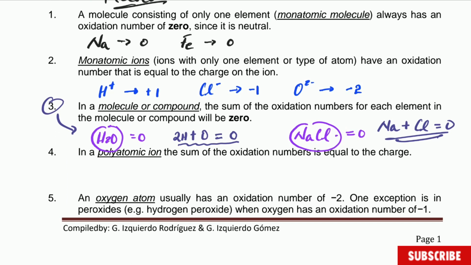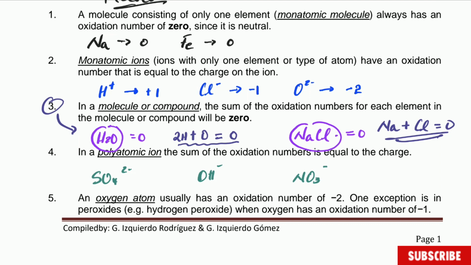Now, rule number 4. In a polyatomic ion, the sum of the oxidation numbers is equal to the charge. Now, polyatomic ion, what are we talking about here? We're talking about sulfate, SO4 2 minus. We're talking about hydroxide, OH minus. We're talking about nitrate, NO3 minus, for instance. Those are some examples. There are more. I cannot write all of them. But what we need to know is that the oxidation number of the whole polyatomic ion, similar to the molecule, is going to be equal to the charge.